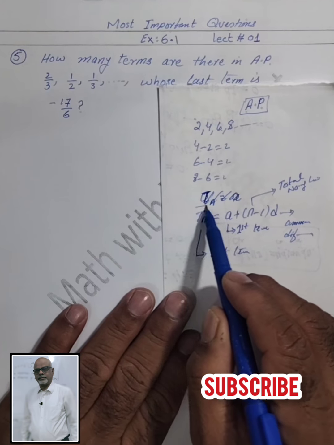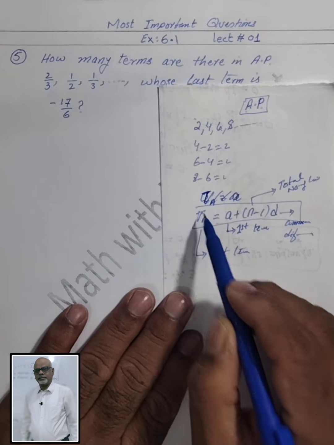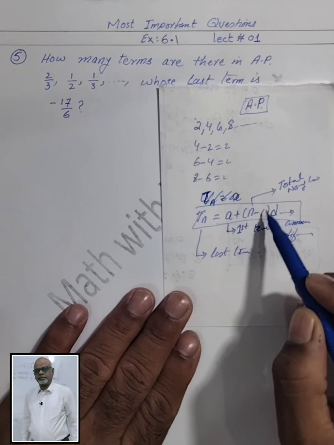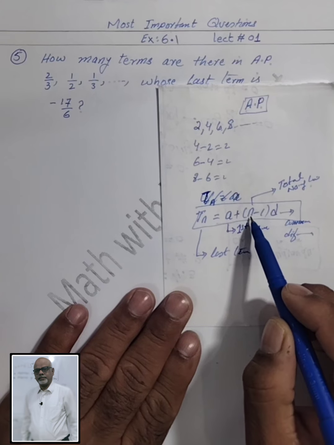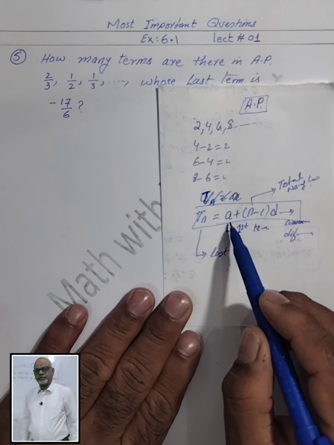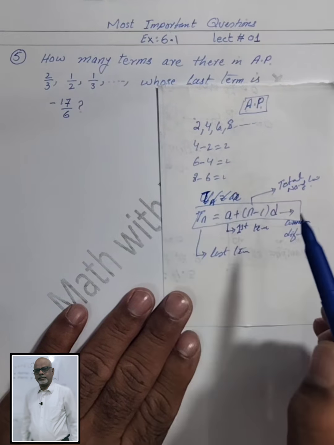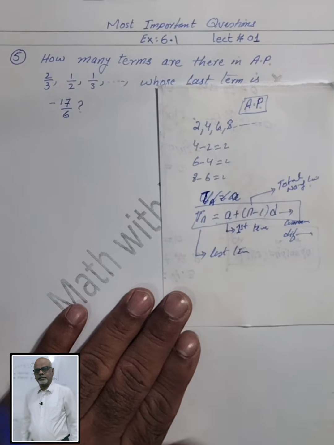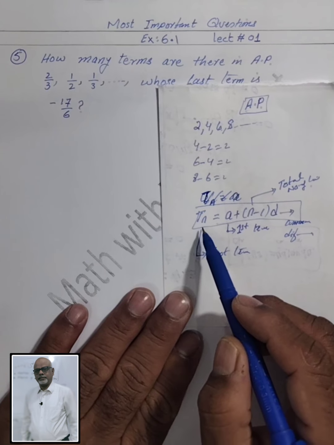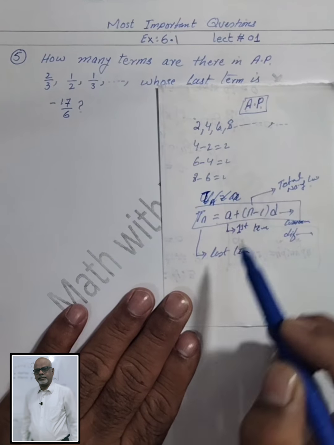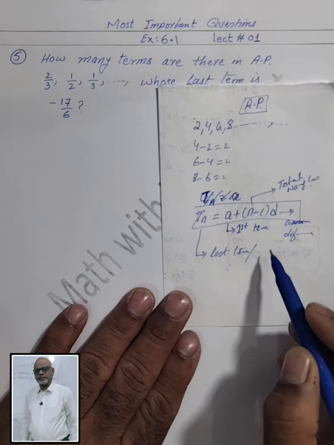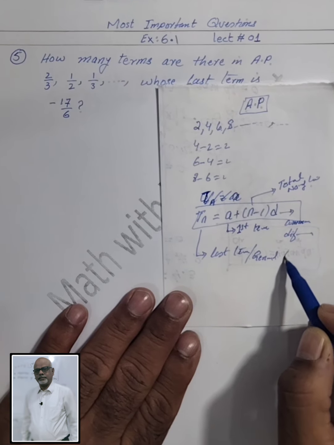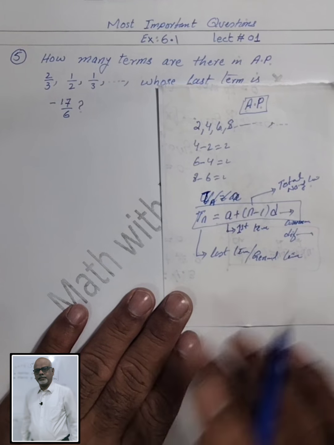And this is the formula: Tn is equal to A plus n minus 1 into D, where n is the total number of terms, A is the first term of the sequence, D is the common difference, 4 minus 2, 6 minus 4 or 8 minus 6. Tn is the last term of the sequence or the general term of the sequence as well.